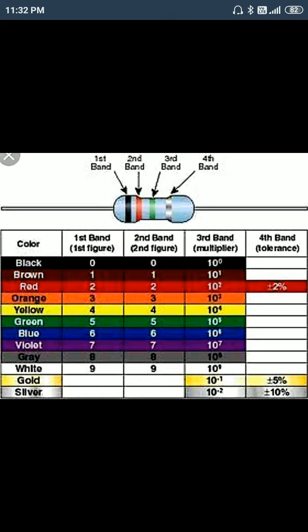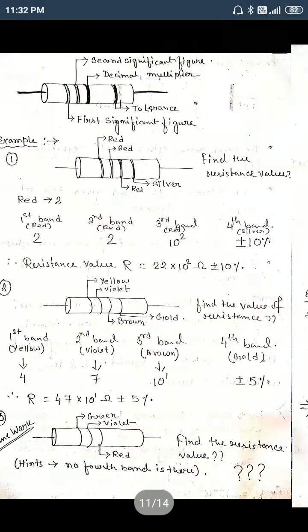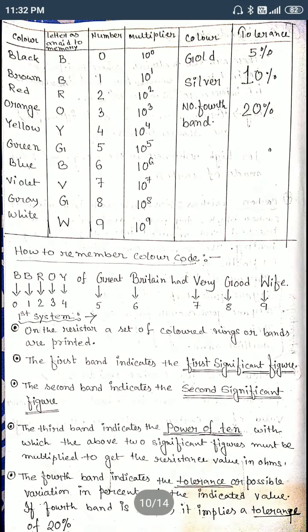In some resistors 6 bands may also be there, but maximum resistors have 4 bands or 4 rings, and they have some meaning, so they have some value, and we have to remember that value. If you have a resistor and you don't know its value, if you use this color coding, then you can find out the value of that resistor. Okay, so how can we understand?